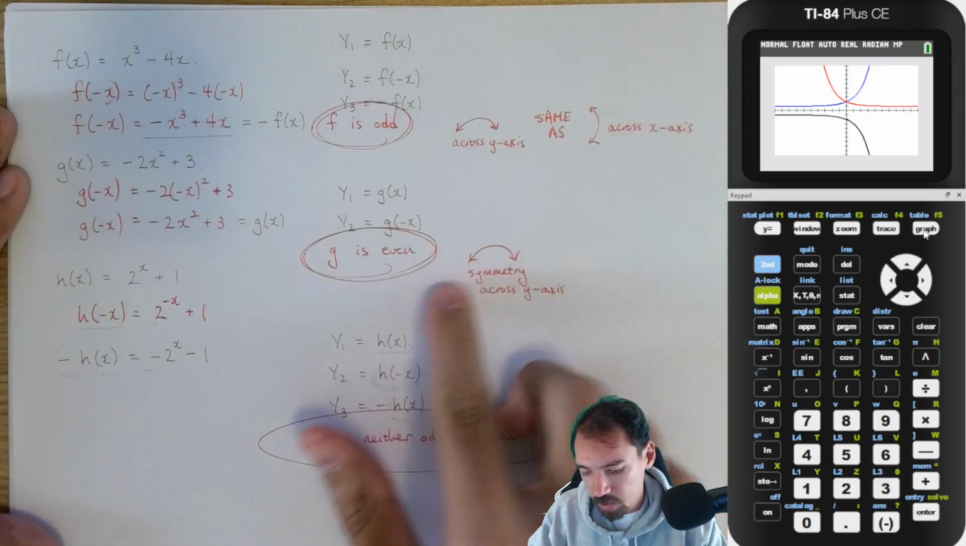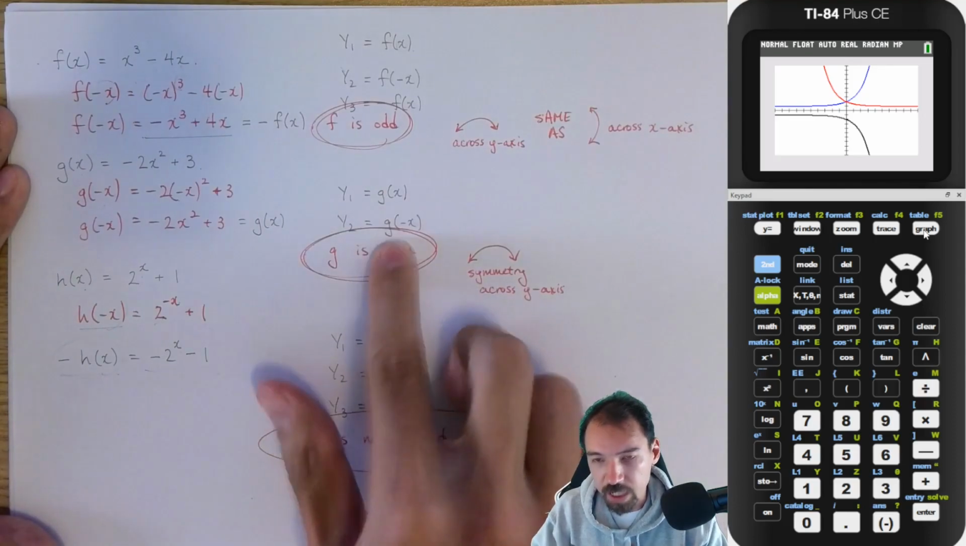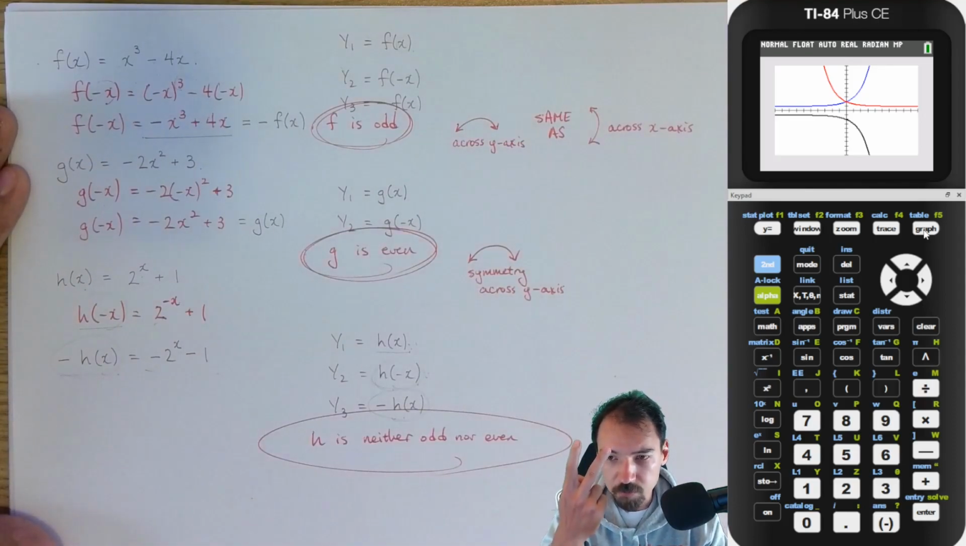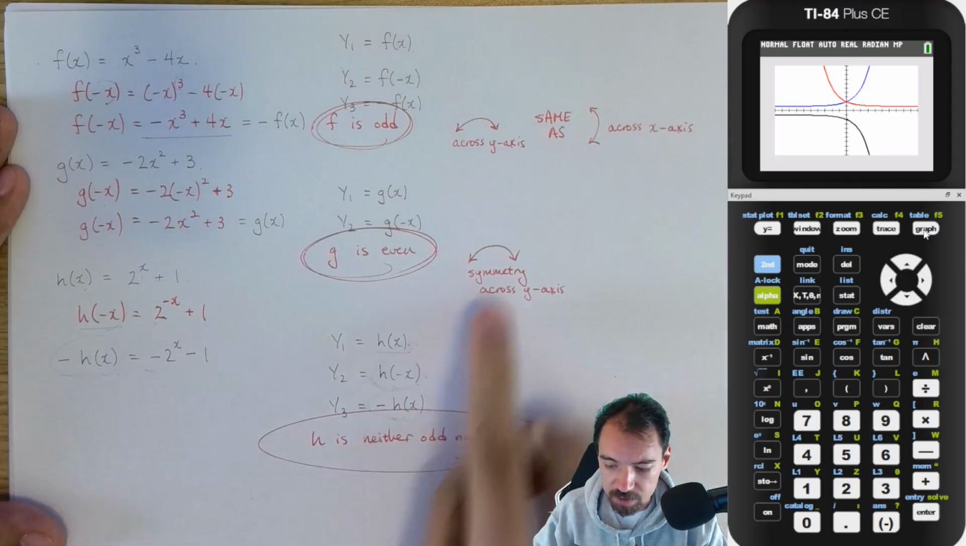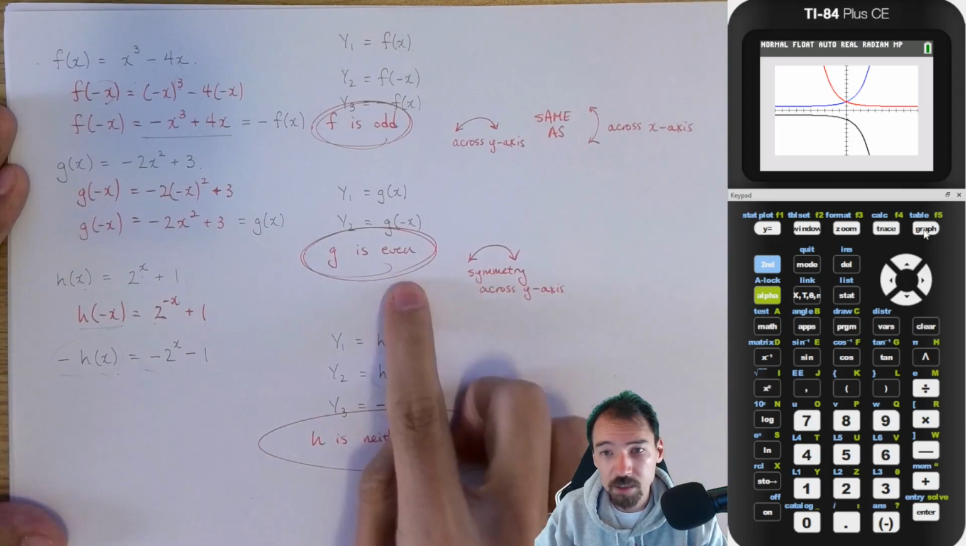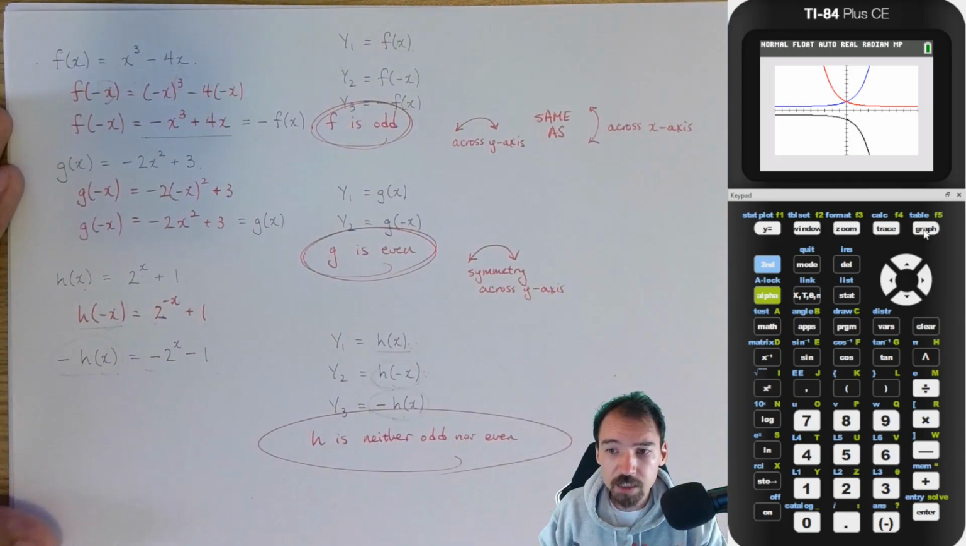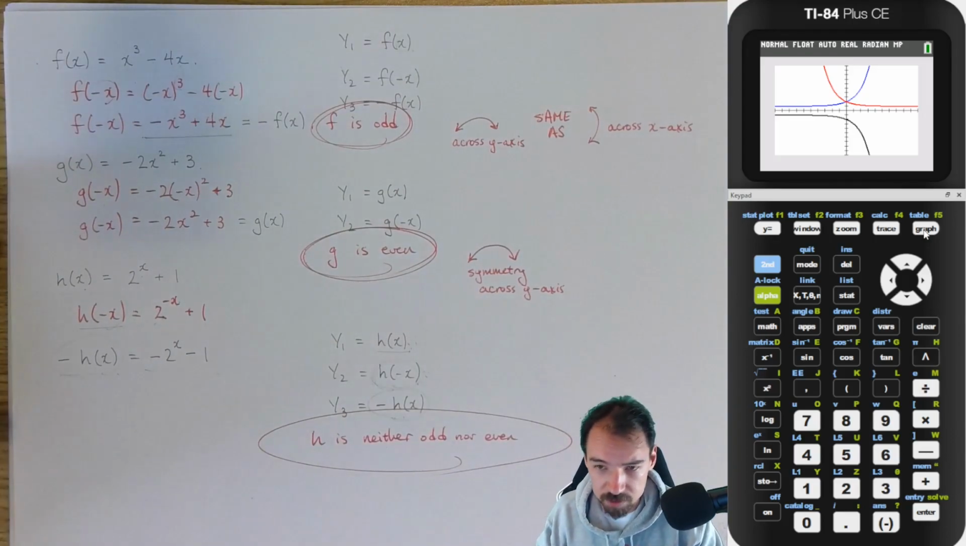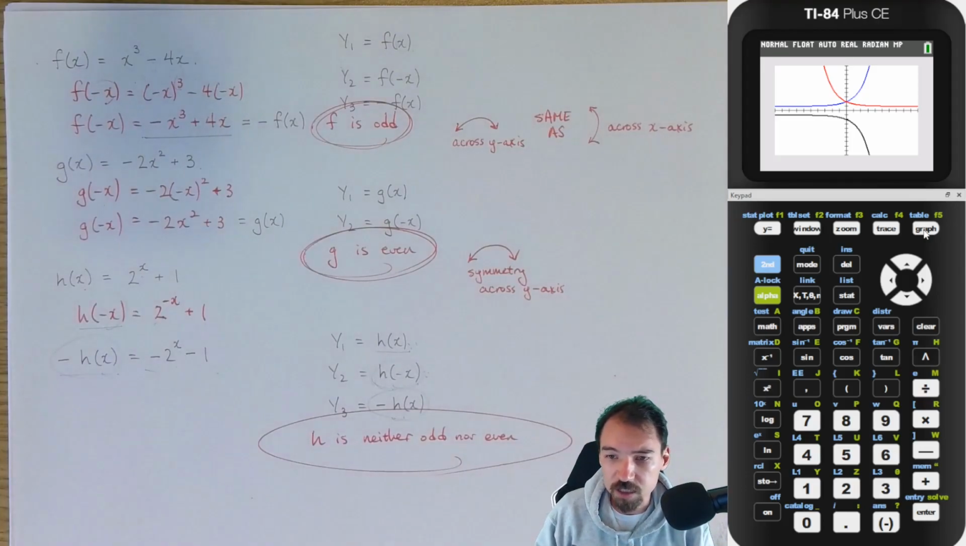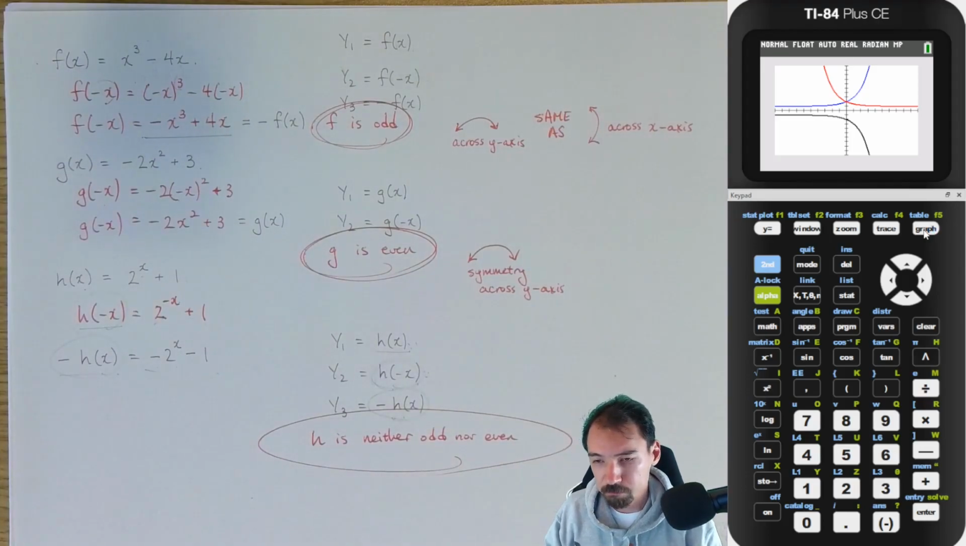If you take your graph and flip it horizontally across the y-axis, and you get the exact same as the original graph, as in you have symmetry across the y-axis, then your function is even. And if you don't have either of these symmetries, then you would say your function is neither odd nor even.